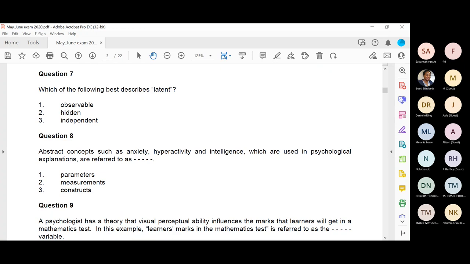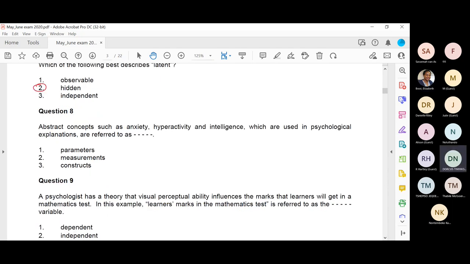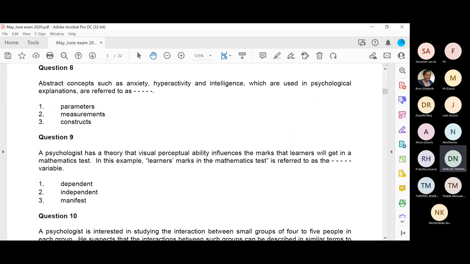Question seven, which of the following best describes a latent? One, observable, two, hidden, three, independent. Two, hidden. This one I know, it is hidden. A latent is a hidden variable. Question eight.